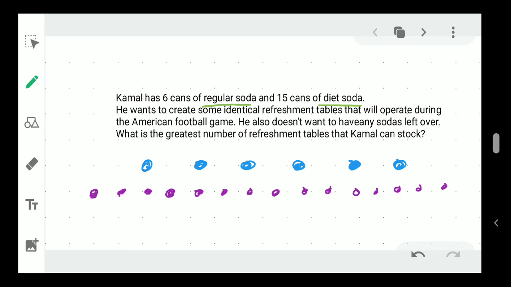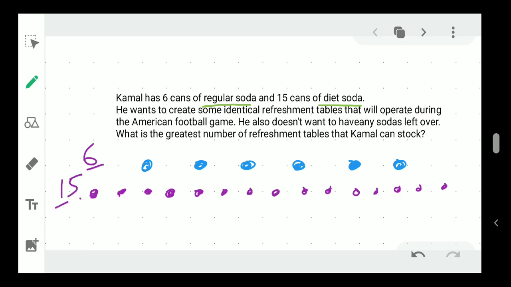So I have to arrange them in some way so that every table has the same number of regular soda and diet soda. In that case, I need some common thing from these two cases, so that every table can have its share out of this 6 and out of this 15.